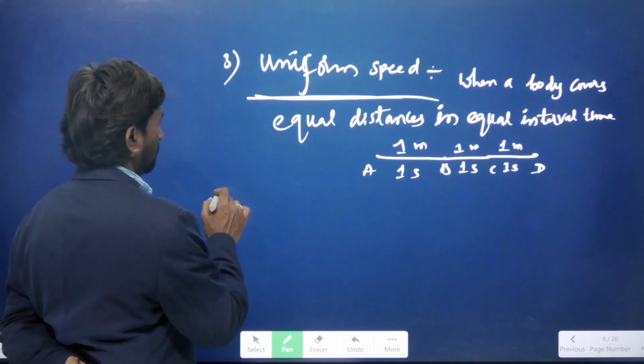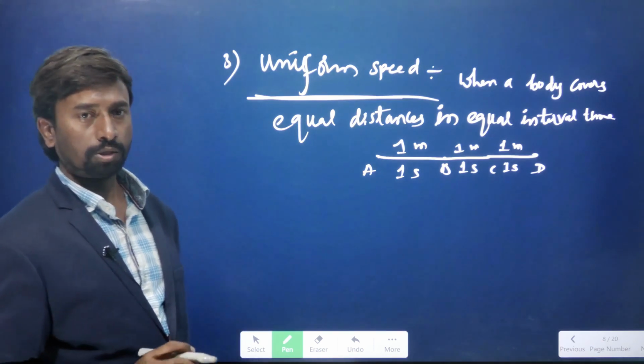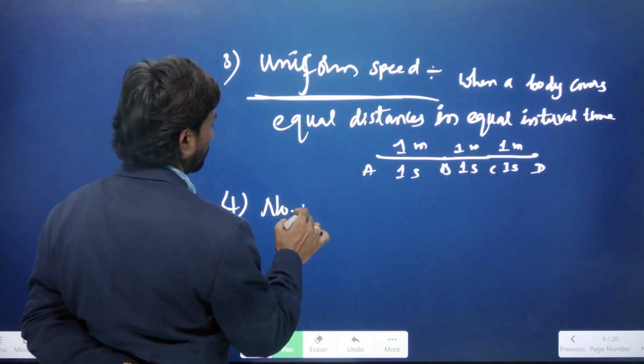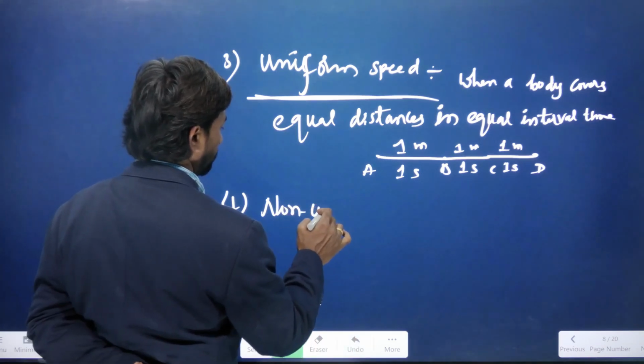Next, the uniform speed also has the same units and dimension formula as the speed. The next one is the non-uniform speed.